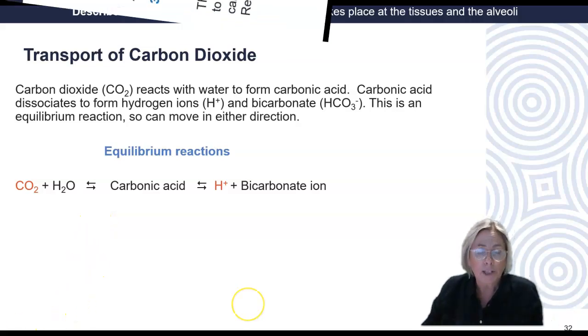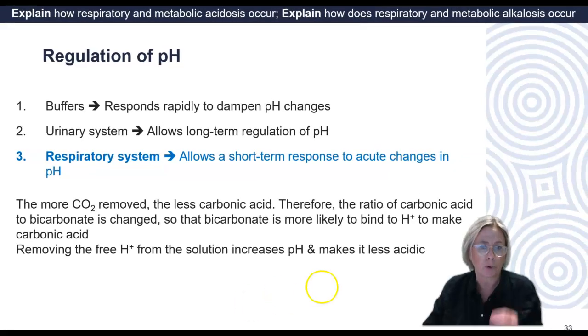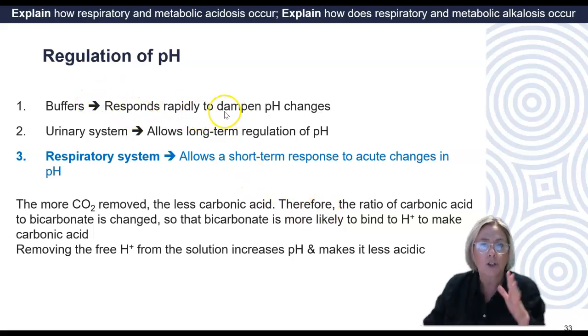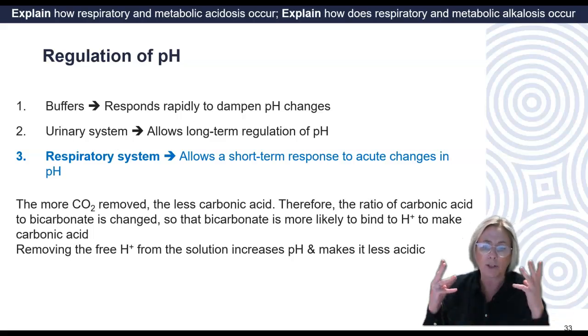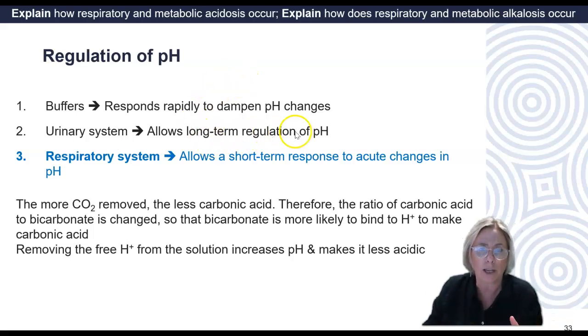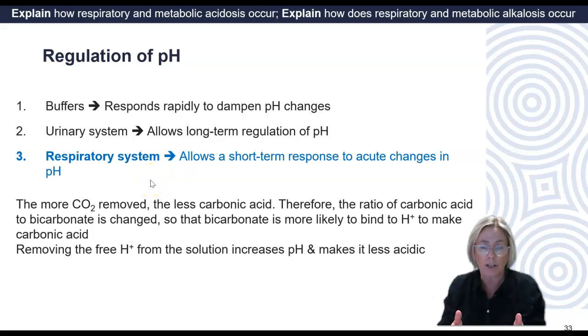dioxide and water. Now, the respiratory system plays a really important role in regulating blood pH. Together with the buffers that respond rapidly to neutralize or dampen pH changes, and the urinary system, which is a little slower to react but very accurate and allows long-term regulation of pH. And we'll get to that when we get to the urinary system. The respiratory system, which is what we're interested in here, allows a short-term response to acute changes in pH by either increasing or decreasing our ventilation rate.